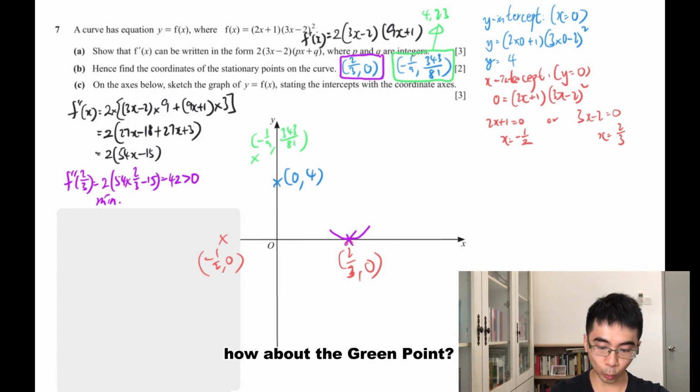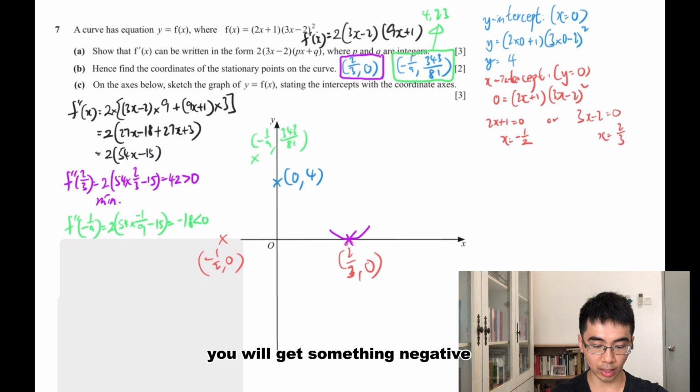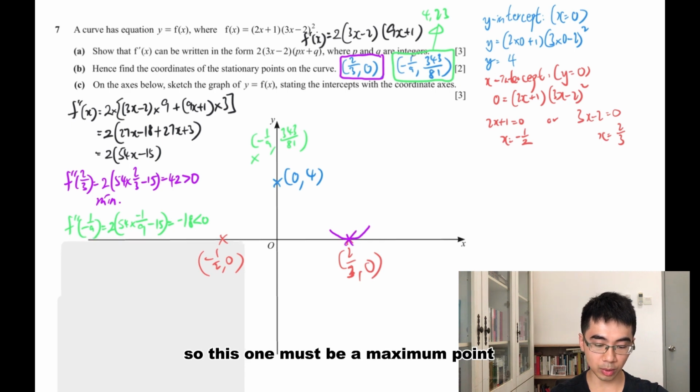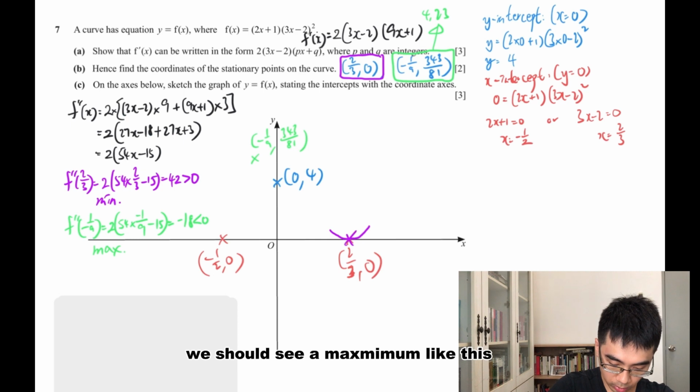And then how about the green point? Alright, we substitute negative 1 over 9 into the second derivative, and then you will get something negative, or negative 18. Just use your calculator. So this one must be a maximum point. Alright, so this one we should see something like this.